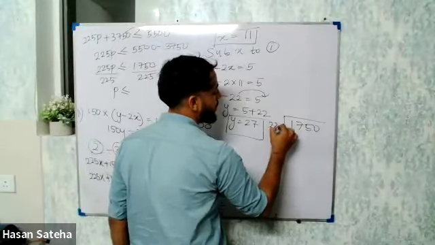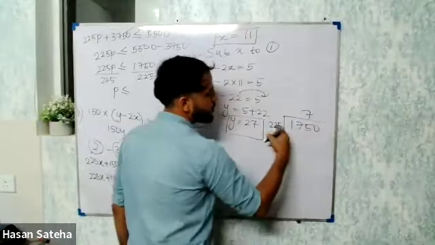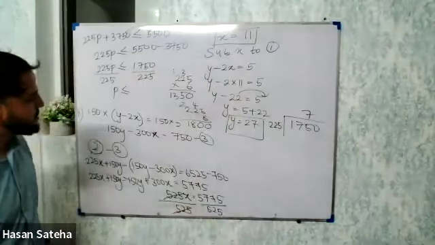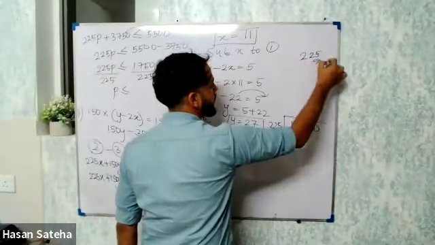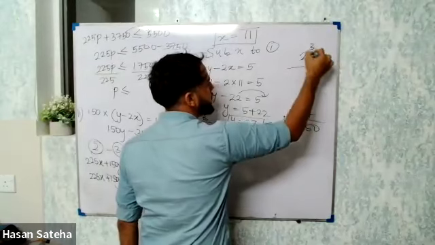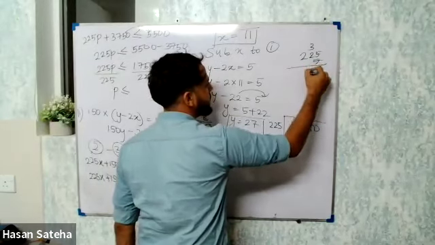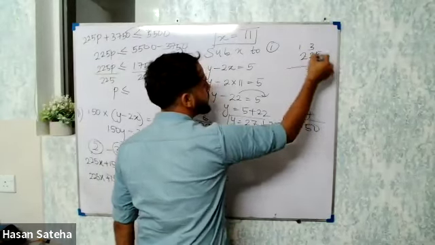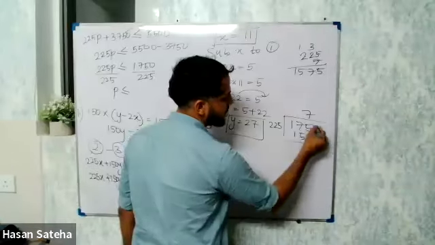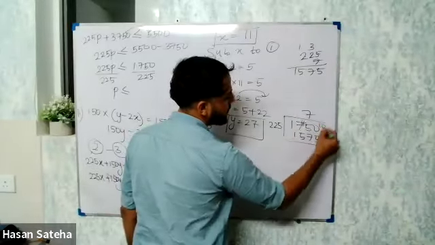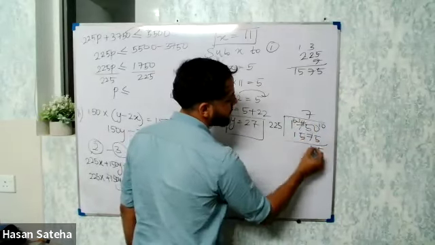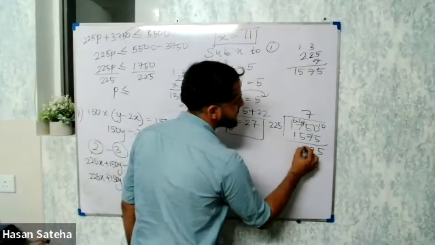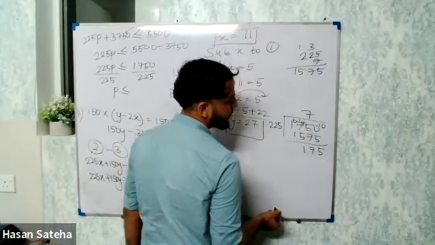Now see here, 225 times 8 is 1800, so it should be less than 1800. So it's 7. 225 times 7. 5 times 7 is 35. 2 times 7 is 14, plus 3 is 17. 2 times 7 is 14, plus 1 is 15. That's 1575. Then do the subtraction. Borrow 10, 5 from 10 is 5. Then again borrow 14, 7 from 14 is 7. 5 from 6 is 1. Then the remainder is 175.